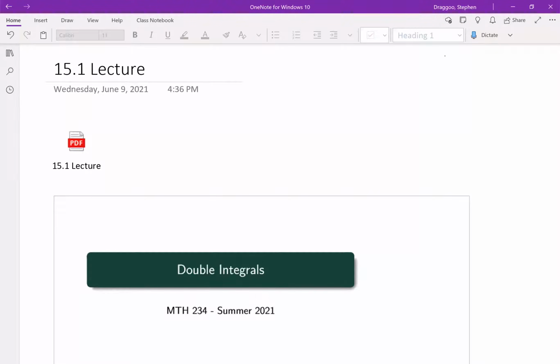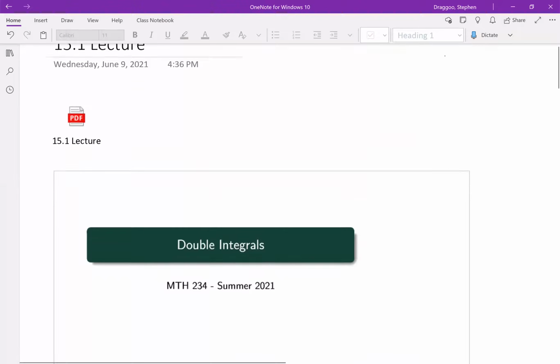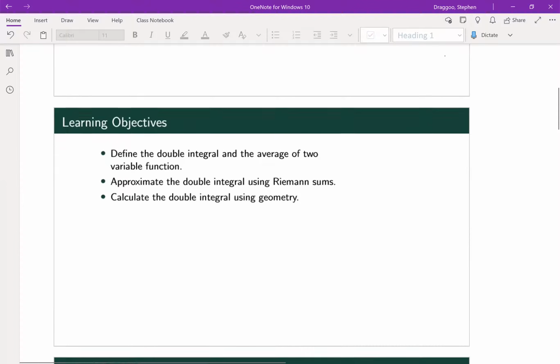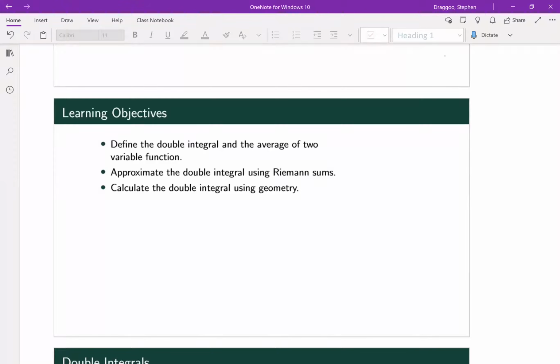All right, let's take a look at section 15.1, which covers double integrals. The things we're going to look to do in this section: we'll define a double integral as well as the average of a two-variable function. We'll approximate the double integral using Riemann sums, pretty similar to how we would have approximated integrals back in Calc 1. And then we're also going to use some simple geometry to help us out in calculating a double integral when it applies.